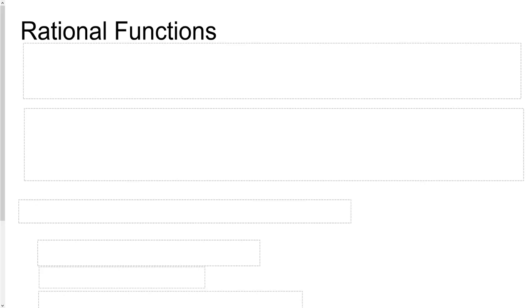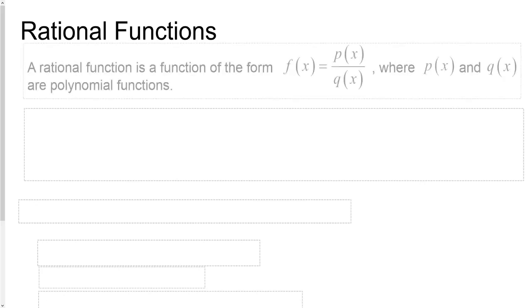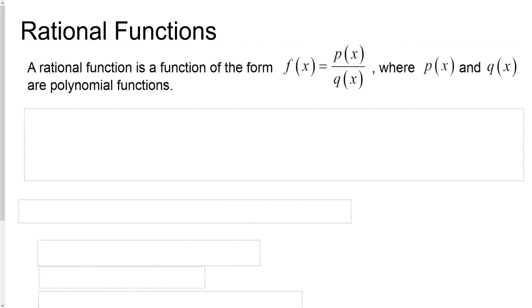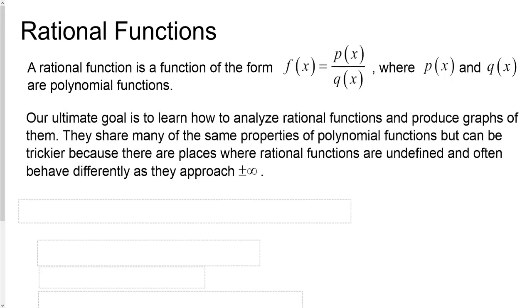This lesson is about rational functions. A rational function is a function of the form f of x equals p of x over q of x, where the function p of x and the function q of x are both polynomial functions. Our ultimate goal here is to learn how to analyze rational functions and produce graphs of them.